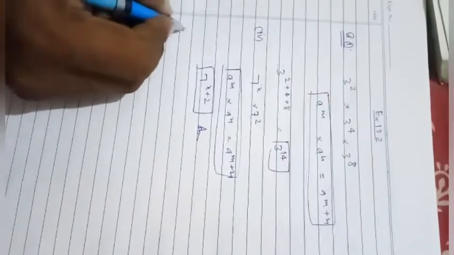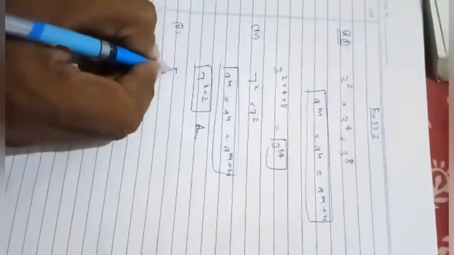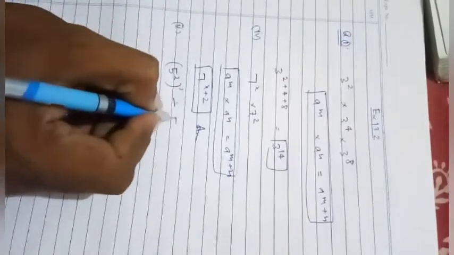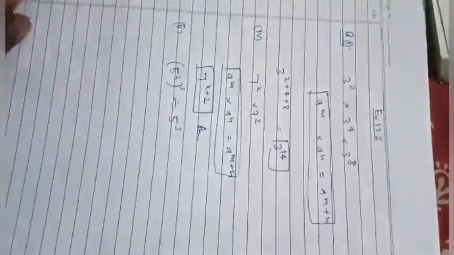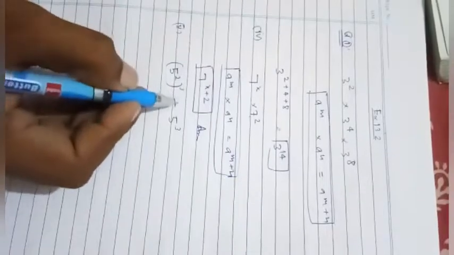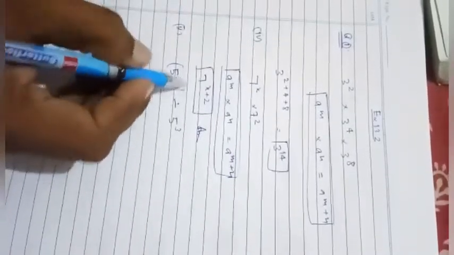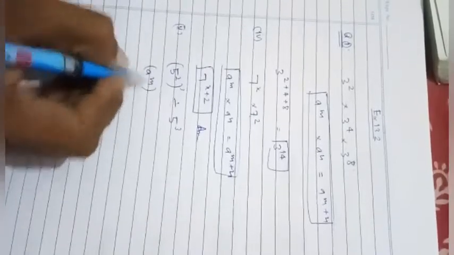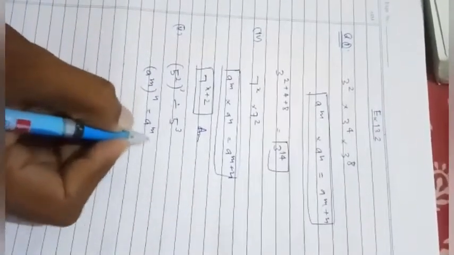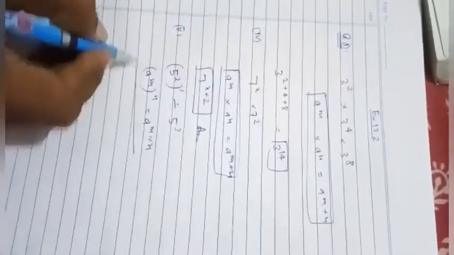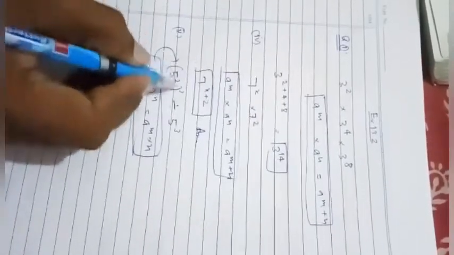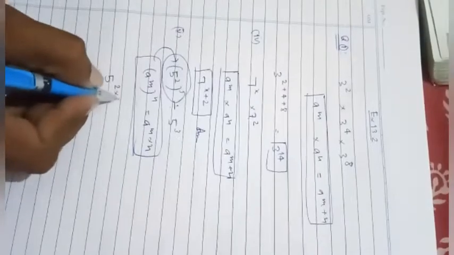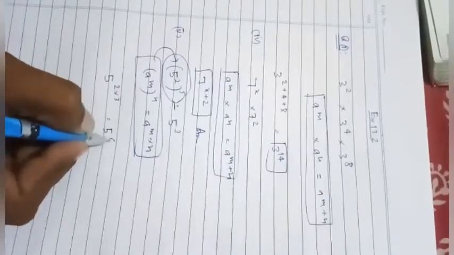Now the fifth question is 5 raised to 2 raised to 3 divided by 5 raised to 3. Now here you can see you have to apply the two laws of division, and you are having the multiple power. So first you have to apply this law, m into n. You have to apply this law only in this. So this would be 5 raised to 2 into 3. This would be 5 raised to 6.